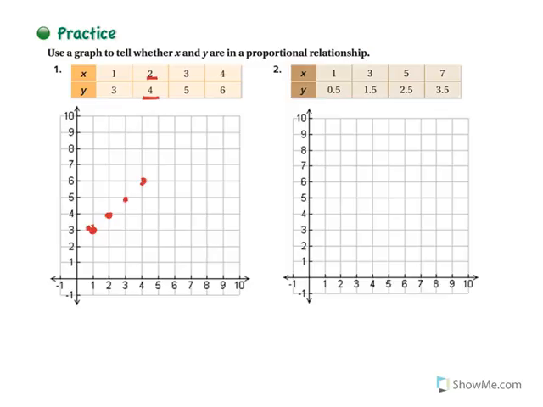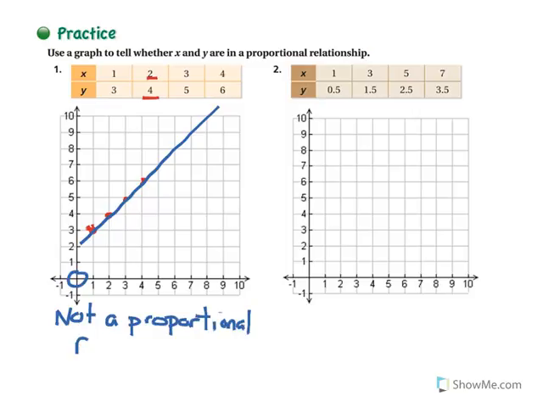Right there. And if I was to draw a line to connect these, now you guys can use a straight edge. My line won't be nearly as good. My line's going to go up this way. And as you can see, clearly it does not go through the origin, which is right here. So this is not a proportional relationship. So I'm going to put not a proportional relationship.